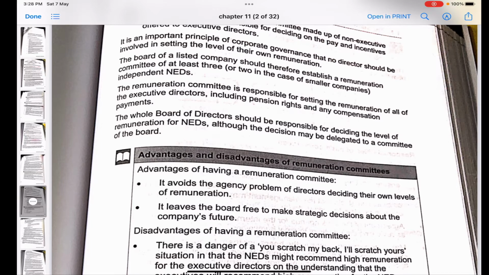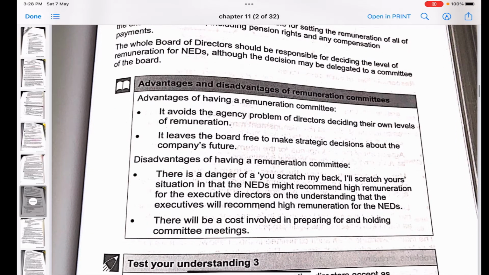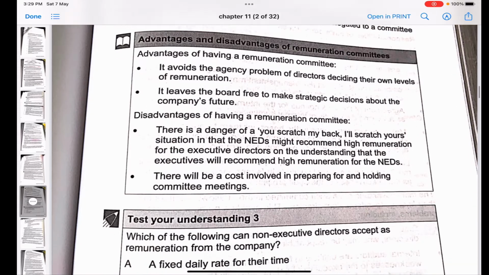The board of a listed company should therefore establish a remuneration committee of at least 3 independent NEDs. So, in a remuneration committee, there should be at least 3 independent NEDs. In case the company is small, they need 2 independent NEDs. The remuneration committee is responsible for setting the remuneration of all the executive directors, including pension rights and any compensation payments. The whole board of directors should be responsible for deciding the level of remuneration for NEDs, although the decision might be delegated to a committee of the board.